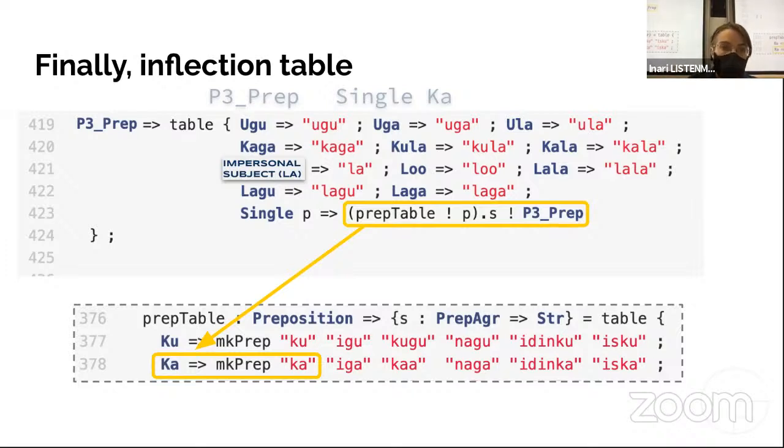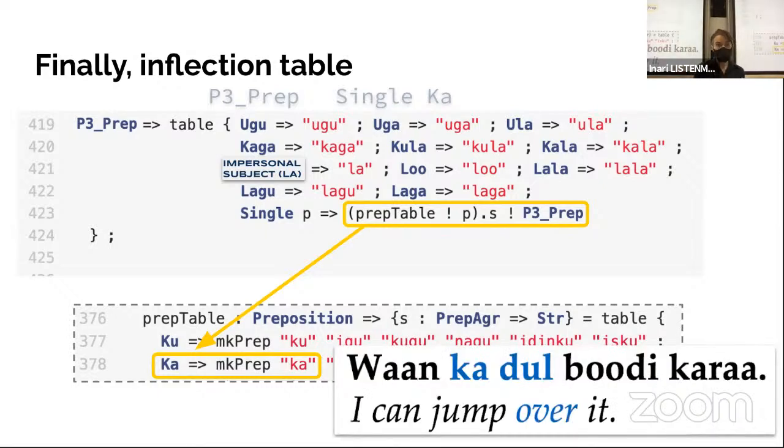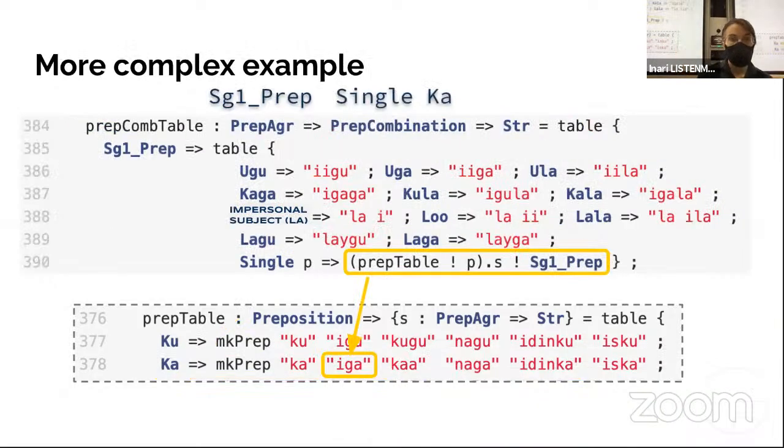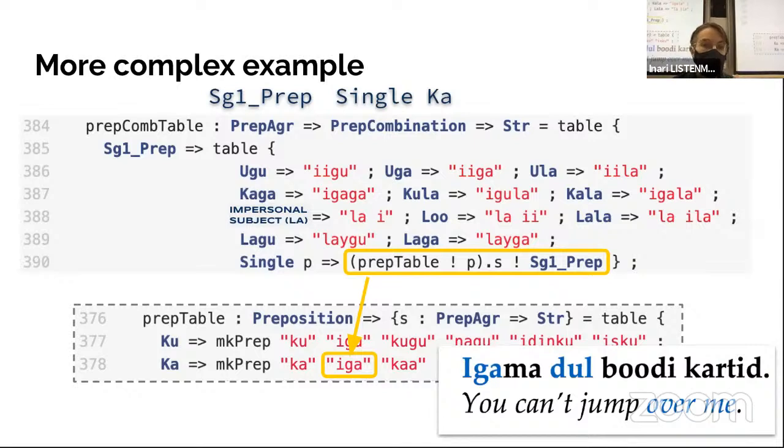And from that table, we actually get the string ka. And that was the one we had in the example sentence. So, okay, that was for the single one. So let's take another example. This would be the first person single pronoun, still single ka, which is the example, you can't jump over me. So that's the over me.